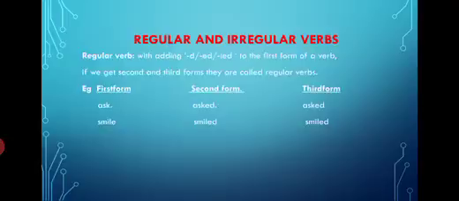See, d, ed, or ied. If we add these three suffixes to the base form of the verb, or to the first form of the verb, and we get the second and third forms, they are called regular verbs. Example, you see here the examples. Ask is the base form or the present form of a verb. With adding ed, it has become asked. The second and third forms are also asked.